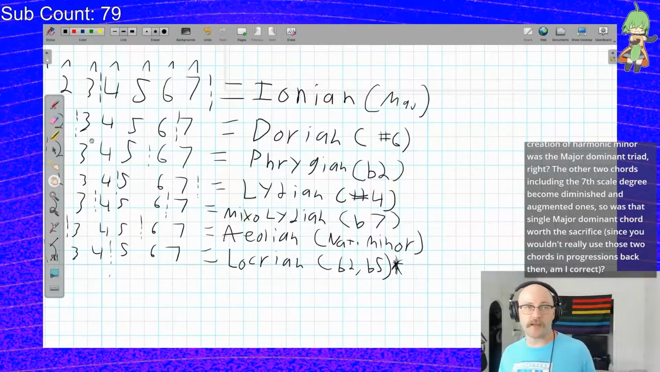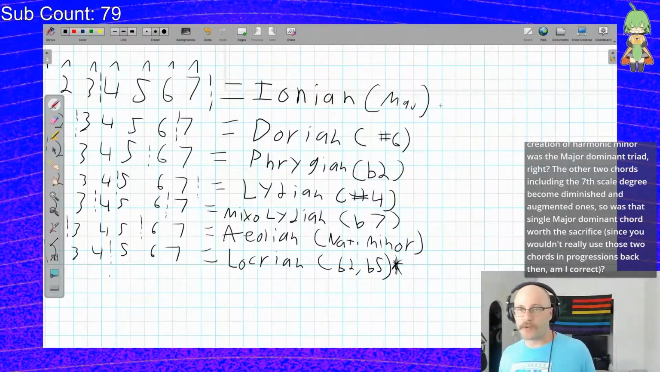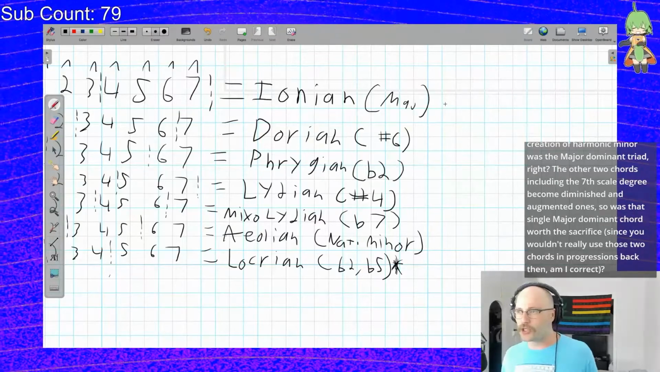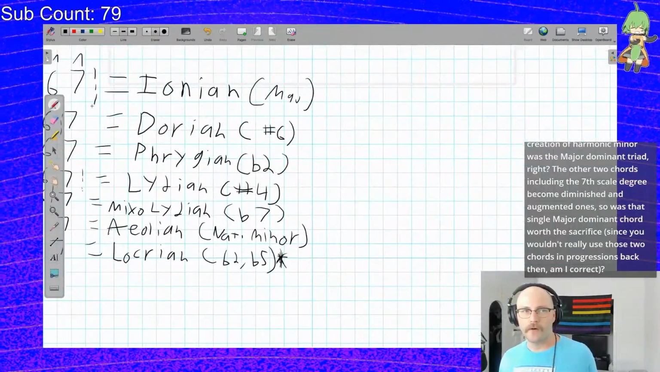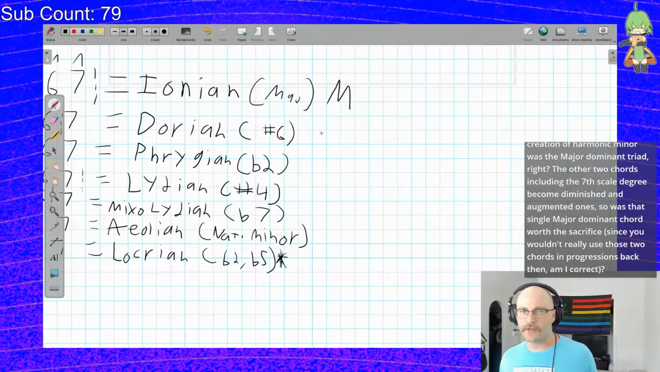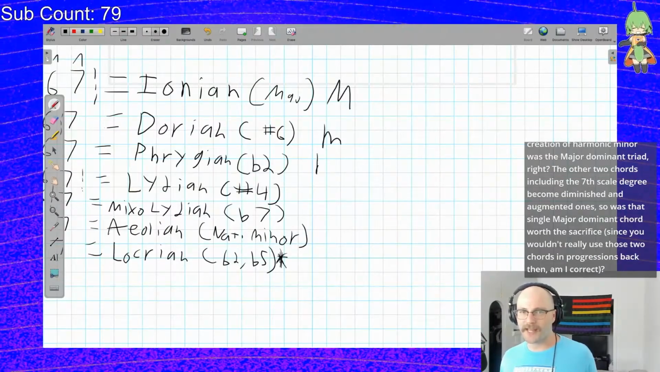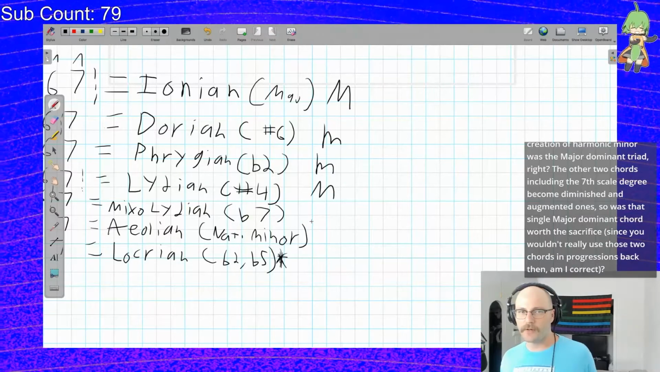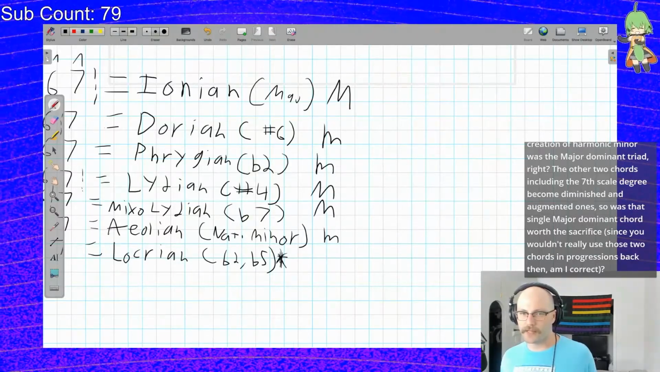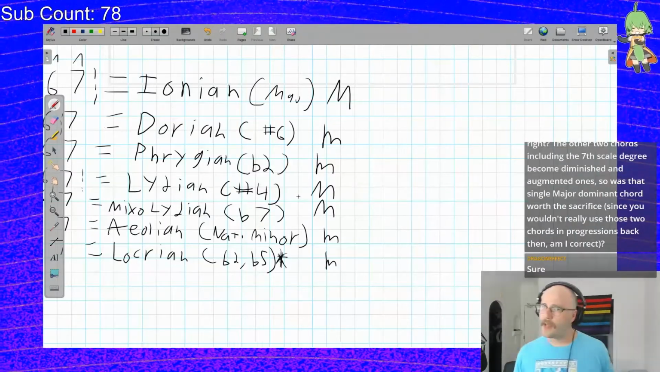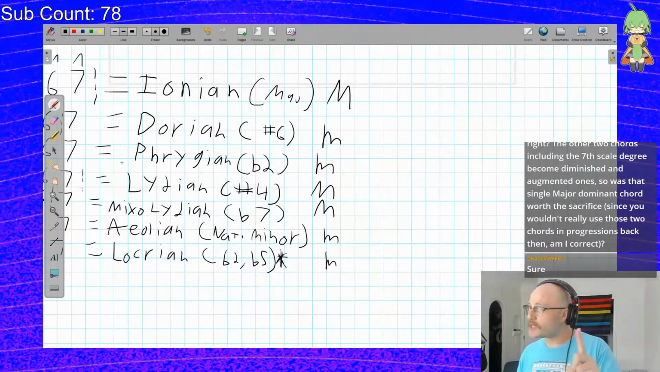I guess that would actually be an important thing to mention, is that we can also classify these all into major or minor modes. Whereas Ionian is a major mode, Dorian is a minor mode, Phrygian is a minor mode, Lydian is a major mode, Mixolydian is a major mode, Aeolian is a minor mode, and then Locrian is a minor mode. And this is something that I actually want you to keep in mind.